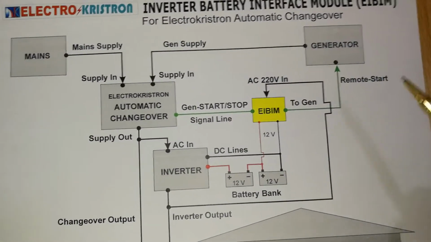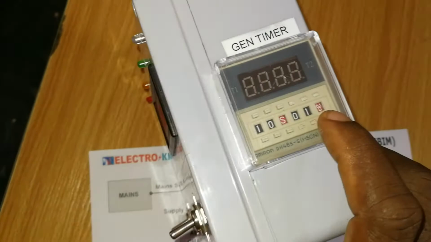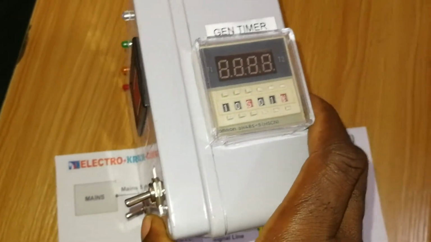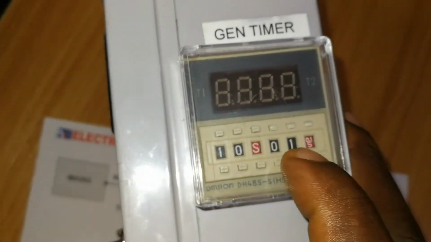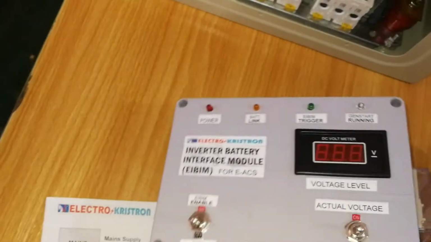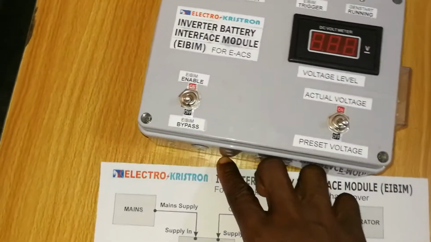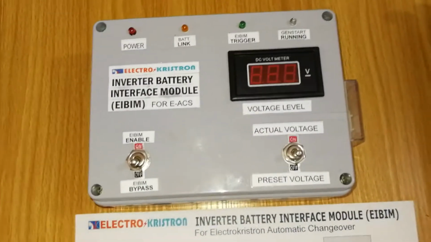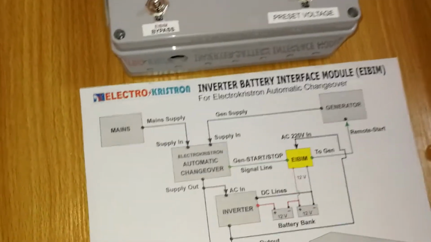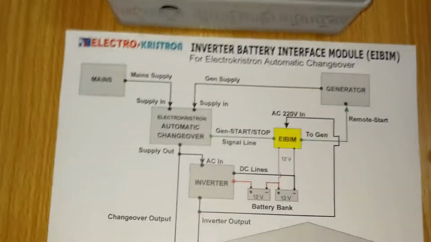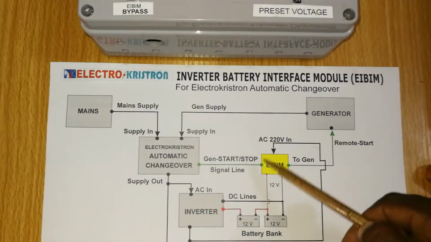Now while the gen is running, there is a timer here that will check how long the gen runs. There are buttons and digits here that you can program to determine how long you want your gen to run. If from your observation you've seen that your batteries get charged fully enough within a certain amount of time, just program that amount of time in there, and your batteries will charge up to that level and the gen will stop by itself automatically, based on the action of the EIBIM.